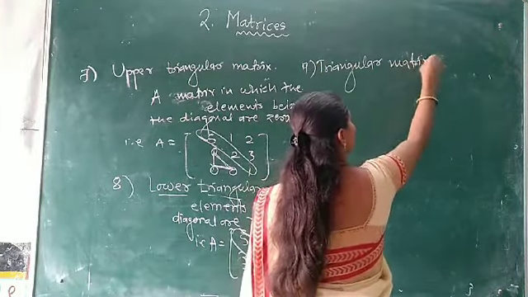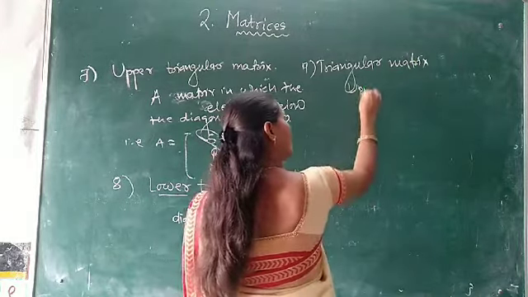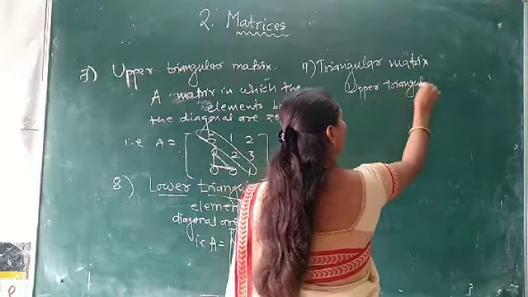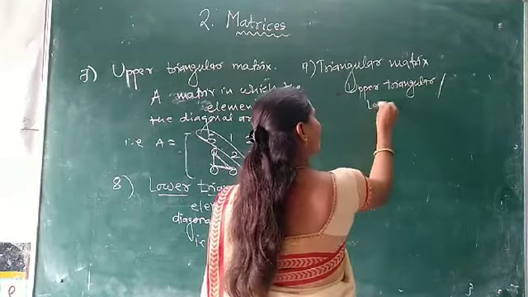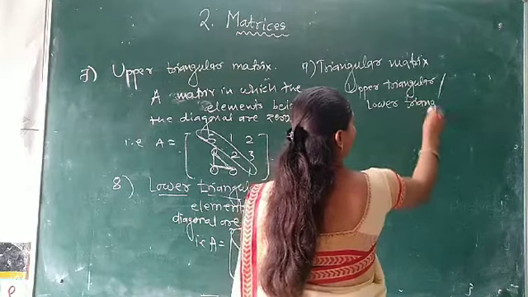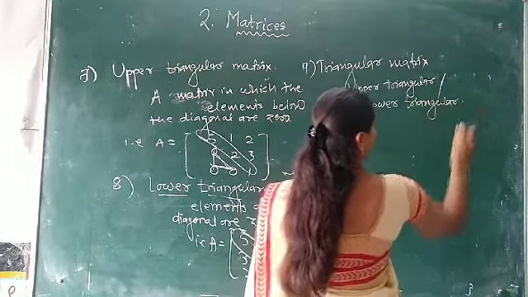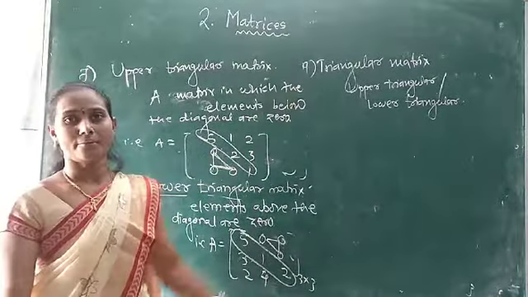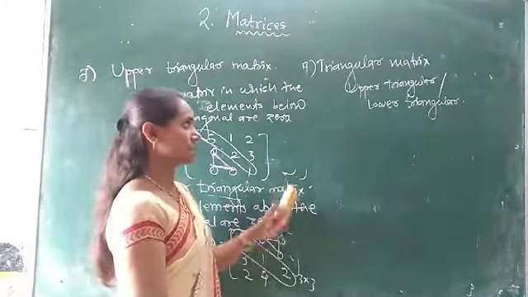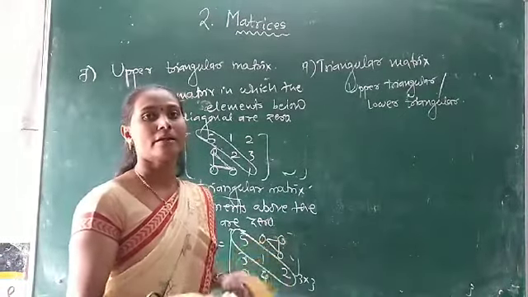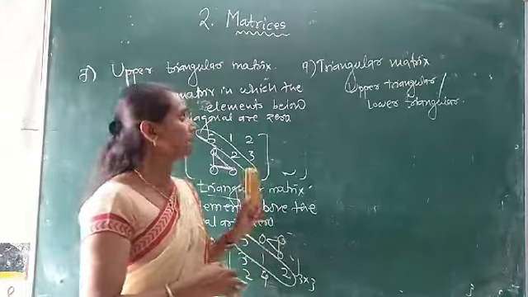A matrix which is upper triangular or lower triangular matrix, it is called a triangular matrix. If it is upper triangular, then we call it a triangular matrix. If it is lower triangular, then we call it a triangular matrix.